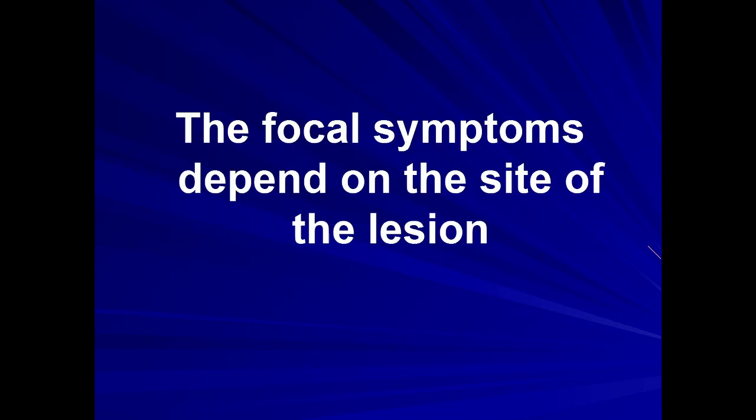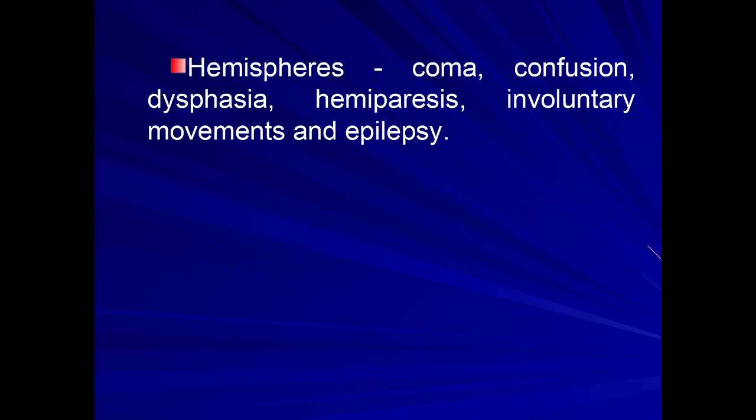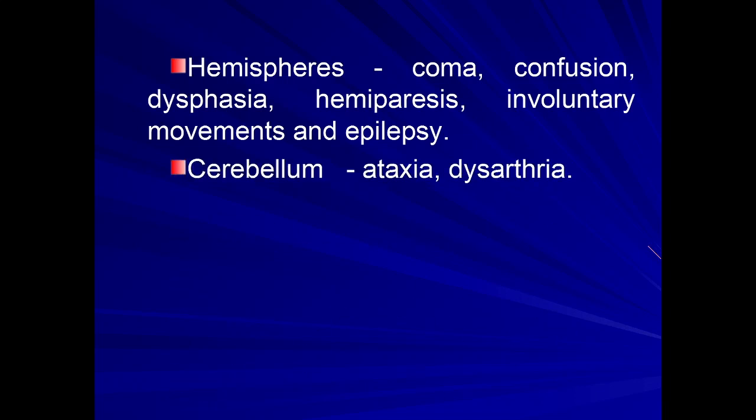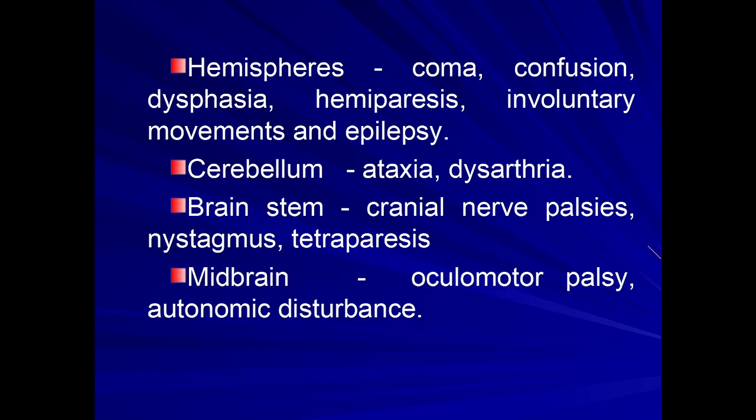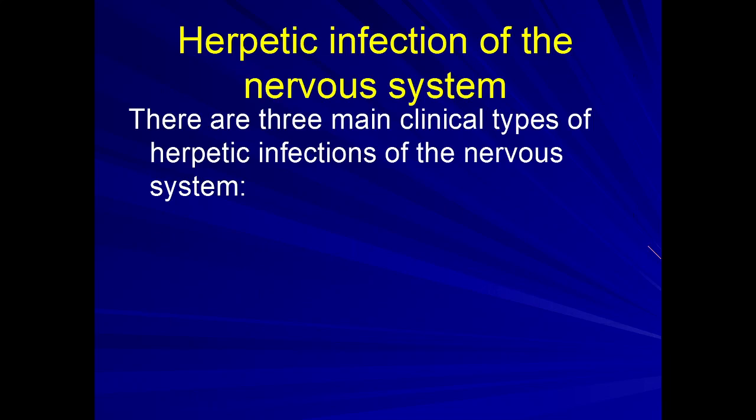Focal symptoms will depend on the site of lesion. If the lesion is in the hemispheres, there can be coma, confusion, dysphasia, hemiparesis, involuntary movements, and epilepsy. If in the cerebellum, usually it's ataxia and dysarthria. If in the brainstem, cranial nerve palsies, nystagmus, tetraparesis. If in the midbrain, as part of the brainstem, oculomotor palsy and autonomic disturbance.